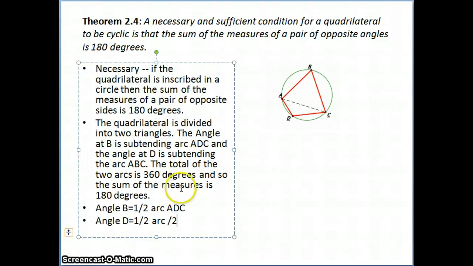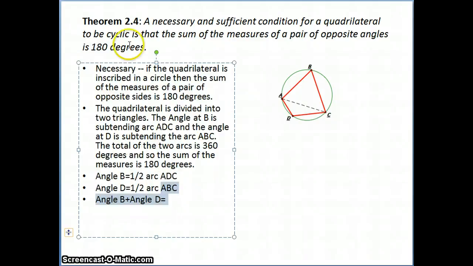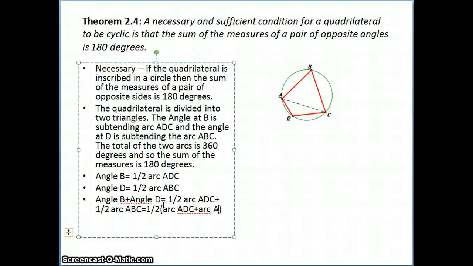So if we add both sides, we add the left side, we have angle B plus angle D equals half of the right side plus the right side. So half of arc ADC plus half of arc ABC. And of course, if we factor out the one half, then we get arc ADC plus arc ABC.